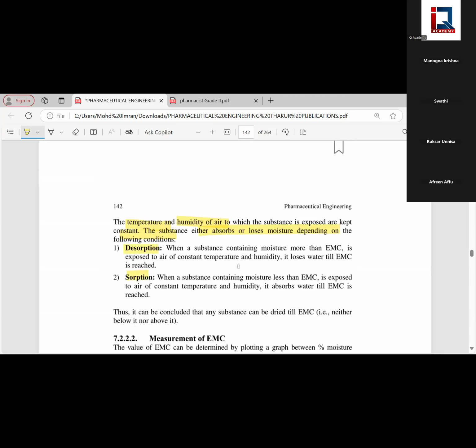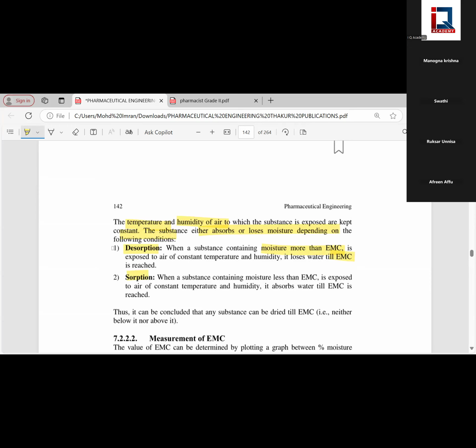Desorption: when a substance contains moisture more than EMC, remember, moisture more than the equilibrium moisture content, and it is exposed to air of constant temperature and humidity, it loses water until it attains the EMC. This is called desorption. When the moisture is more than EMC, we will heat until the moisture reaches EMC. That's called desorption. Then what is sorption?